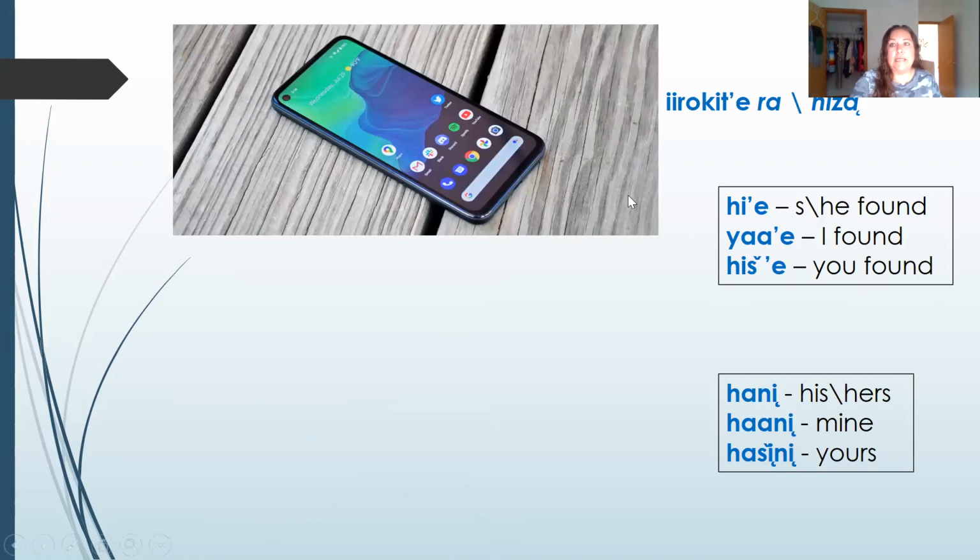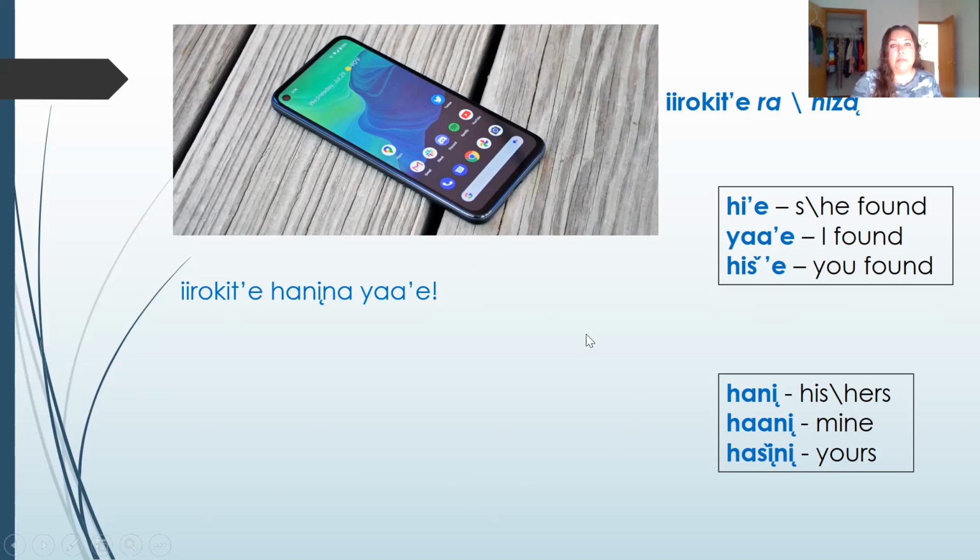All right, our next slide, we have irokite. Again, we have ra or hija. Means the phone or a phone. Our little boxes, we have the verb conjugations, and then we also have the ownership verb hani. Hani, his or hers. Hani, mine. Hashini, yours. Irokite hanina ya'e.